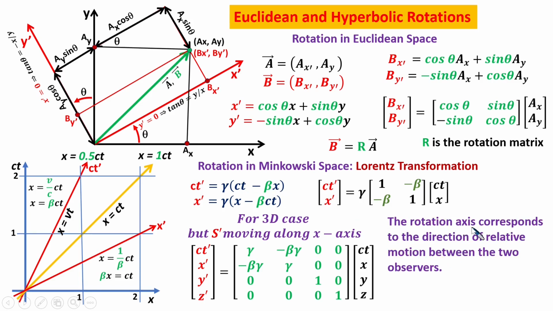Thus we can say the rotation axis corresponds to the direction of relative motion between the two observers. So it depends on the relative motion. This angle will depend on the velocity: if the velocity is higher, this axis will move towards the world line. Similarly, to maintain simultaneity, x prime will also move with the same angle. The rotation angle is related to their relative velocity, as I said earlier.